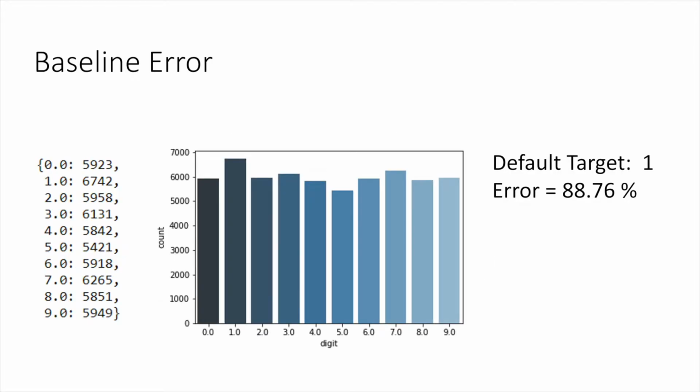Before we start applying machine learning algorithms, we analyze the distribution of the training targets. As you can see from the bar chart, they're very evenly distributed, and digit 1 has the most counts. So it could be our default target when we do a blind guess. This way, the error rate would be around 88%, which is pretty large.